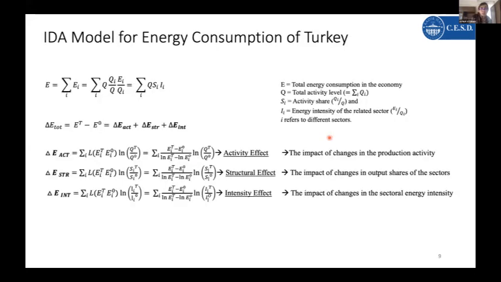And this is the model that is used to analyze energy consumption of Turkey. To save time, I will not go into the detail of the formula, but if you have questions, I'm happy to answer in the question part. Basically, this part shows the application of the log-mean Divisia index. E represents the energy change, and this shows the activity effect, this shows the structural effect, and this shows the intensity effect.